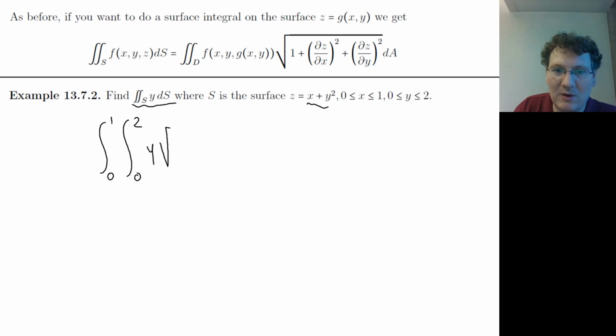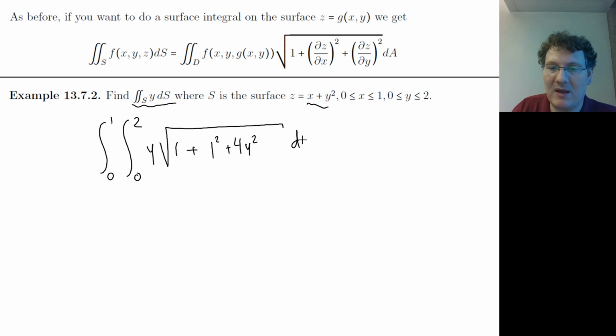I just need to put this square root of 1 plus the partial with respect to x, which is going to be 1, so that's 1 squared. The partial with respect to y is going to be 2y, so that's going to be a 4y squared. And I'll put my dy and then dx here. Well, the nice thing about this, of course, is that there's no x, so I can actually just ignore that. The integral of x from 0 to 1, I would multiply this thing by 1. That's not going to change anything.